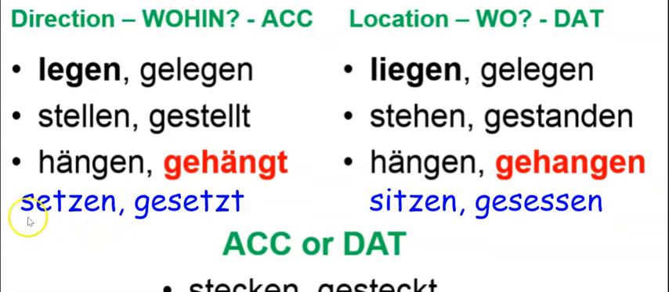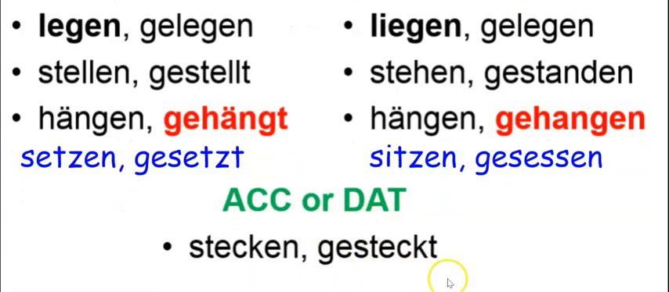Ones to also add are setzen, gesetzt, and sitzen, gesessen. So are you setting something down, or is it sitting there, already there? If you are an English speaker, these may be a challenge in English as well: lay, lie, set, sit, right? So knowing this concept may actually come in handy in German. And then there is one, stecken, gesteckt, that can be accusative or dative, depending on the context of the sentence. So make sure you've written down all of the infinitive and the past participle forms.